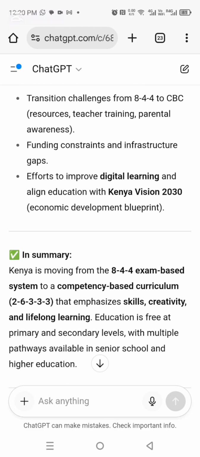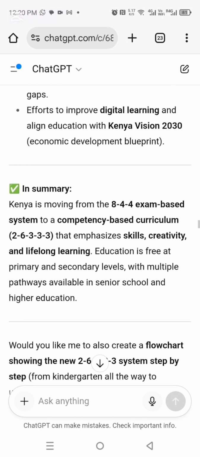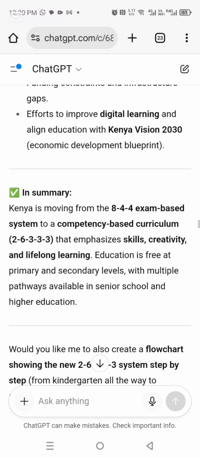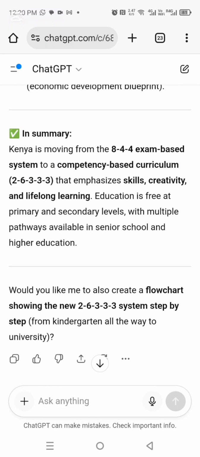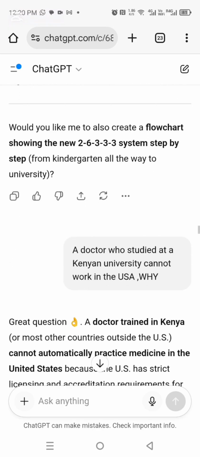Okay, efforts to improve digital learning and align education with Kenya Vision. I haven't seen anywhere where they talk about the STEM. Yeah, they just talk digital learning, from years ago, I don't know, 20 years ago, they just talked of digital and nothing has ever been done. So yeah, you can see the problems that we have.